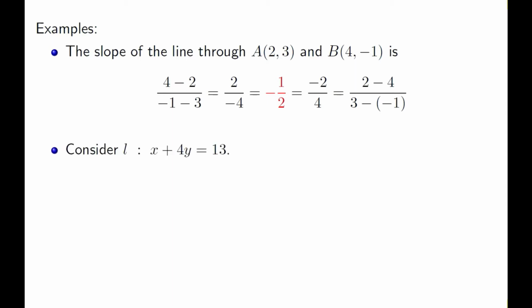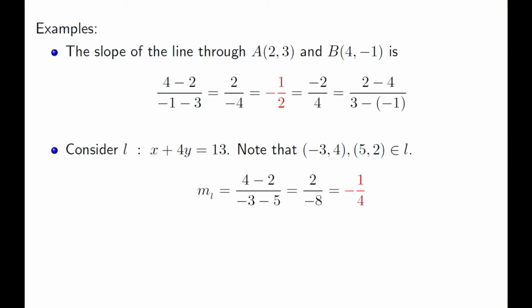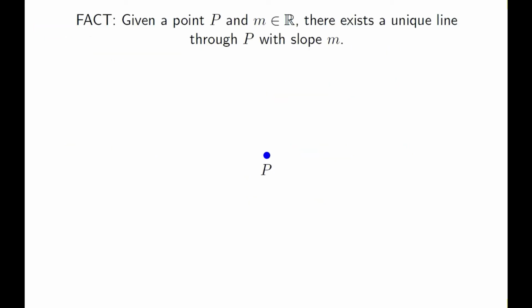Okay. Let us consider line L: x plus 4y equals 13. Note that points (-3, 4) and (5, 2) are contained in L. So using the slope formula, we have -1/4. Remember that given a point P and a real number m, there exists a unique line through P with slope m.